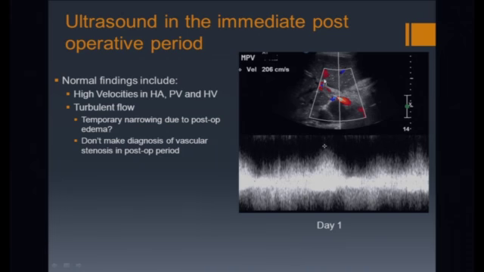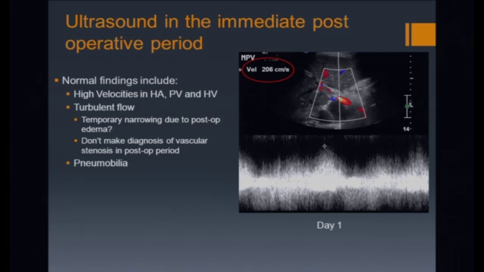So here is a patient on day 1 post-transplant, and we see that the portal vein velocity here is very high. It's 206 centimeters per second, or 2 meters per second, and the flow within the portal vein has a lot of spectral broadening. In other words, it's very turbulent. But the velocity fell over the next week or so, and everything normalized. So don't make diagnoses of vascular stenosis in the postoperative period on the basis of high velocities, because these are normal.